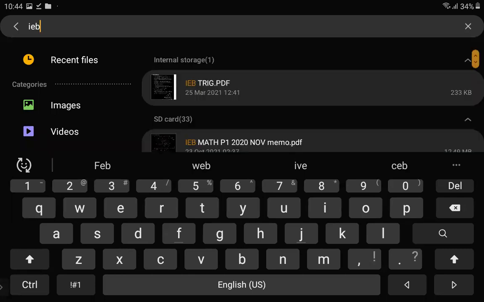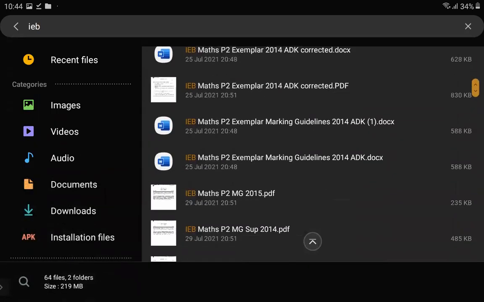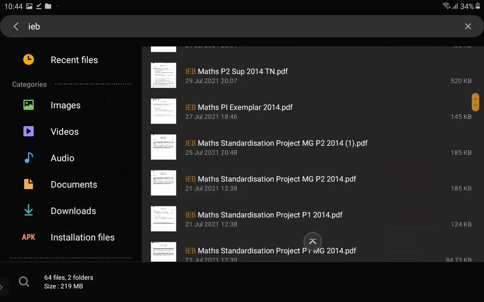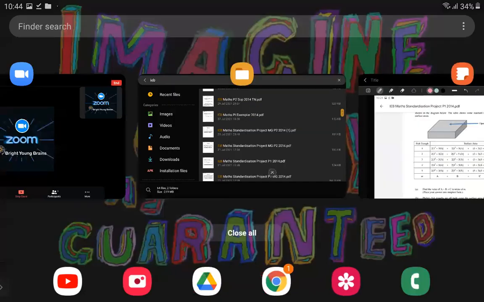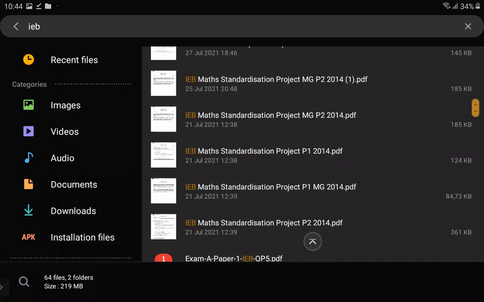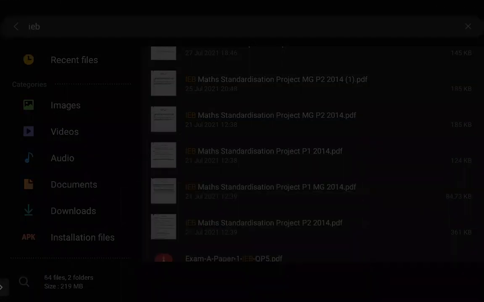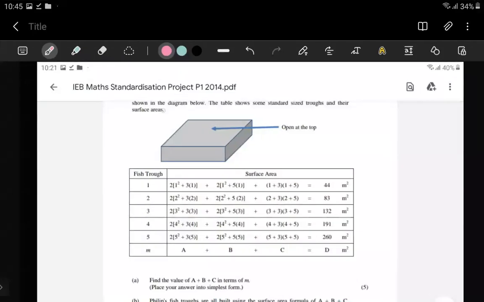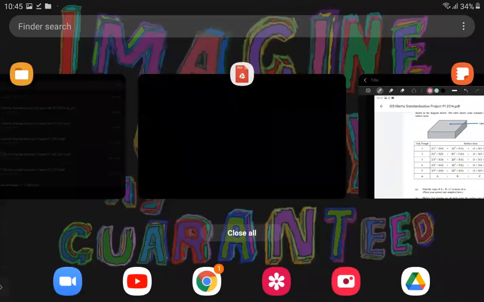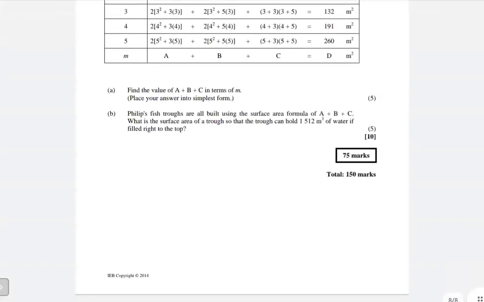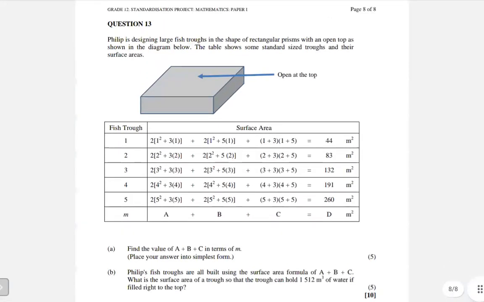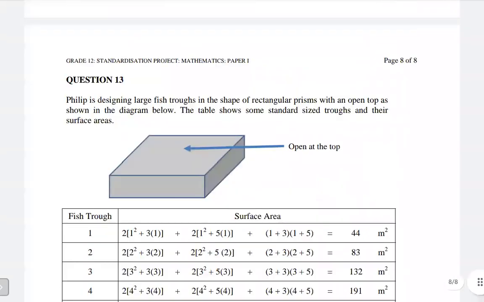This was IEB 2014 something something. Was it exemplar? I think so. Standardization project. Oh my goodness. Yeah, there we go. I just want to check what was written on top here, because you see on the image here, it's a bit chopped off. I want to see what was written there. Open sesame, please. There we go. Yeah, I definitely did chop off part of the question.